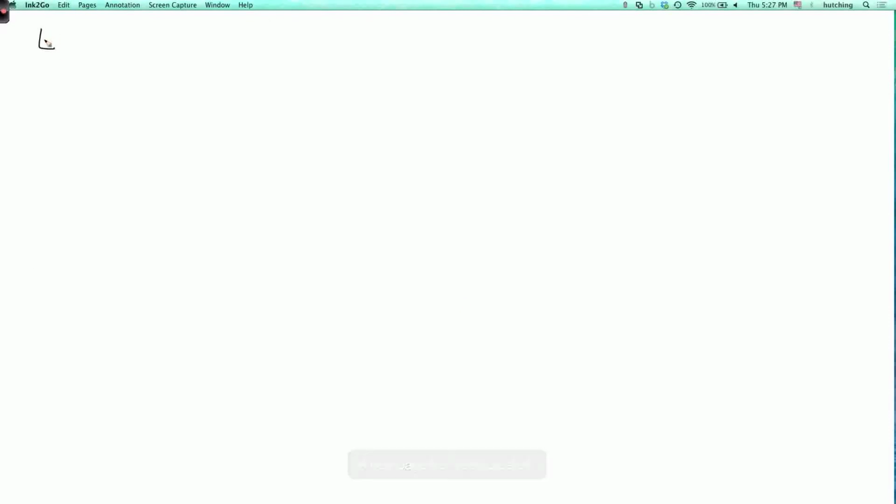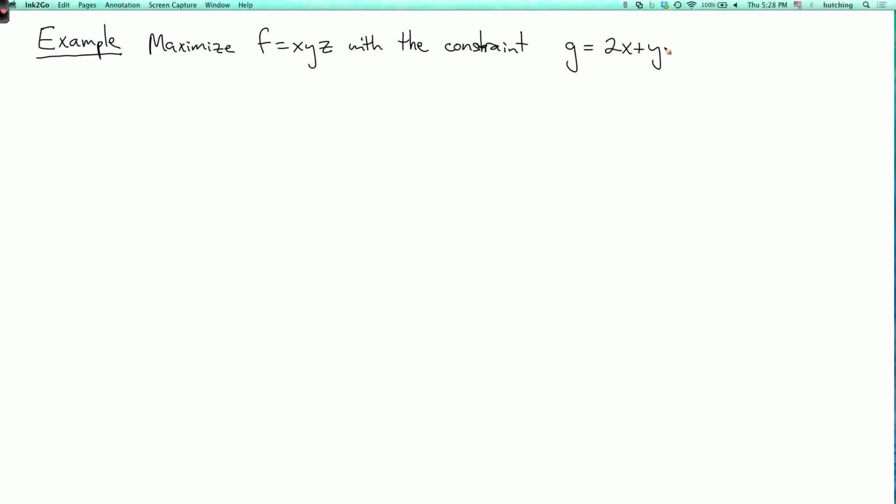Okay, so let's do an example of one of these problems. So let's maximize f equals x, y, z with the constraint g equals 2x plus y plus z equals 1. So this should look familiar. This is an example we did before where we were trying to maximize the volume of a rectangular box which fits in a funny shaped tetrahedral room.